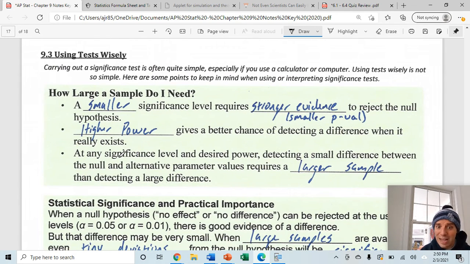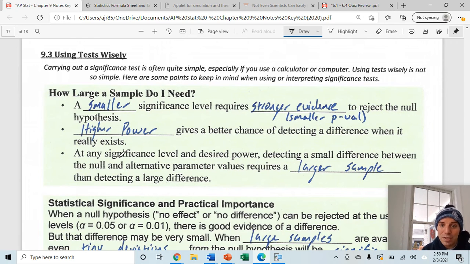So now we've done these studies, how do I use them wisely? Carrying out a significance test is often quite simple, especially if you're using a calculator or a computer, but it's using that information that is key. Here are some key things to keep in mind as you're looking at significance tests. A smaller significance level requires stronger evidence to reject the null hypothesis. The closer your significance level is to 0, the closer your p-value is going to have to be to 0 in order to reject the null hypothesis. So a smaller significance level will lead to stronger evidence.